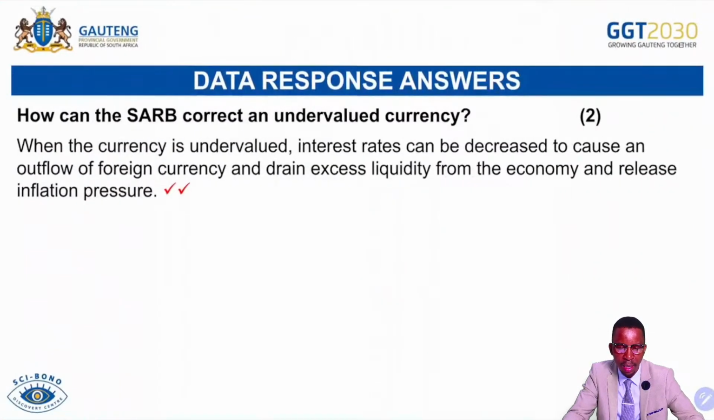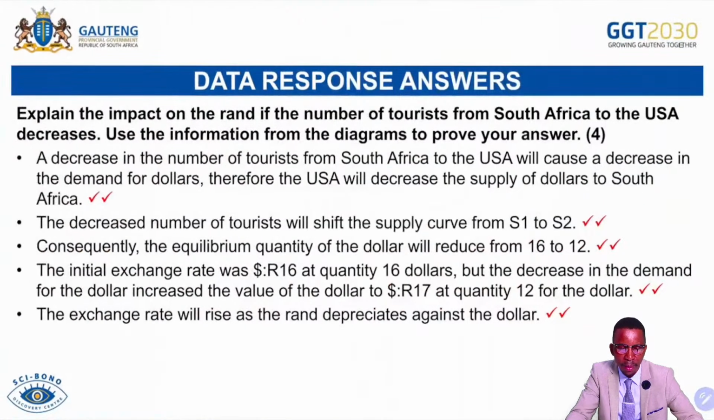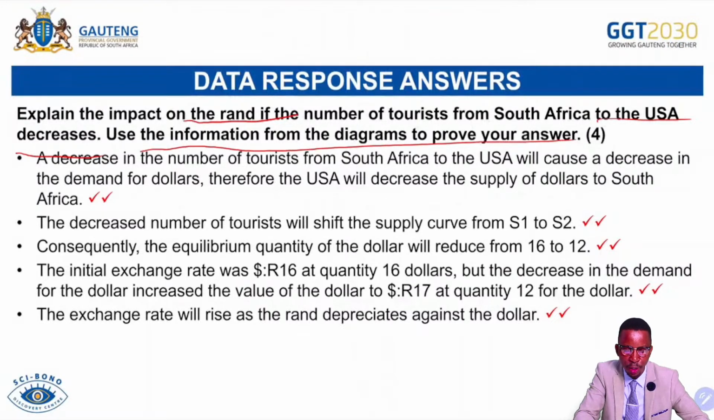And then how can the South African Reserve Bank correct an undervalued currency? When the currency is undervalued, interest rates can be decreased to cause an outflow of foreign currency and drain excess liquidity from the economy and release the inflation pressure. And then explain the impact on the rand if the number of tourists from South Africa to USA decreases. Use the information on the diagram to prove your answer. So you must use the graph.